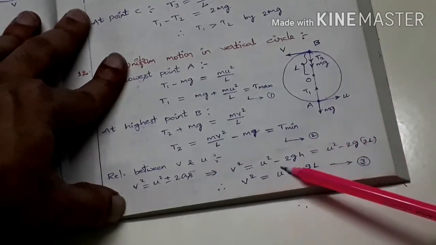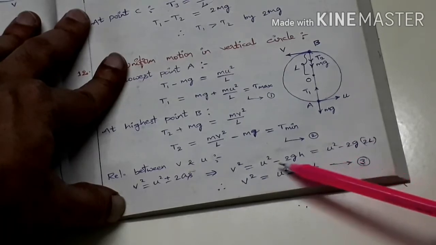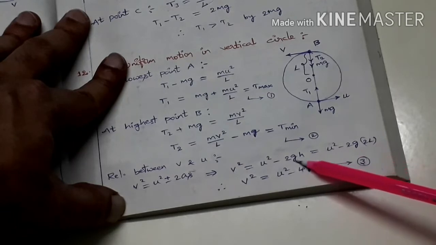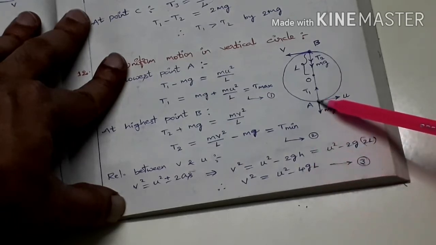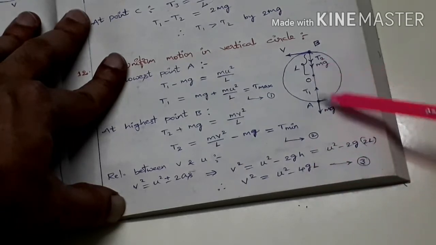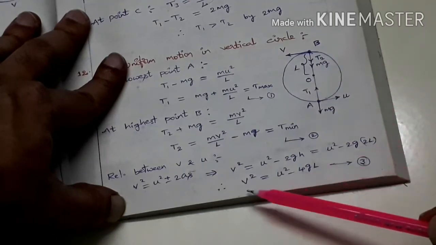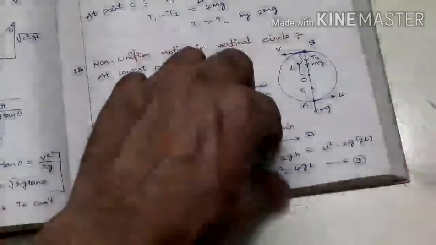So v square equal to u square minus 2gh. So the lowest point velocity is u, and v square is u square minus 2g times h. What is h? Between this point and this point, what is height here? 2L. So in the place of h, I am writing 2L here. So v square equal to u square minus 4gL. This is one more equation.